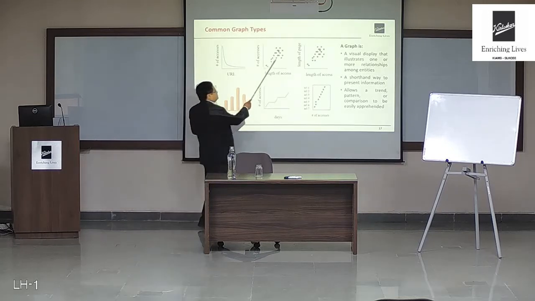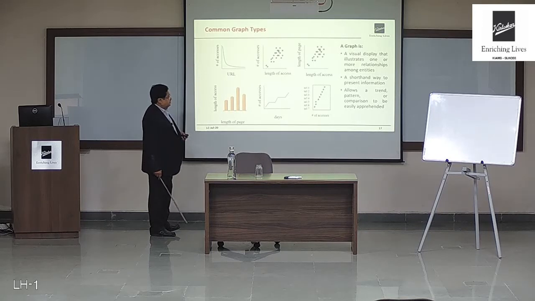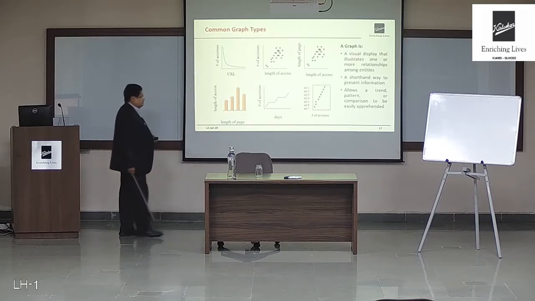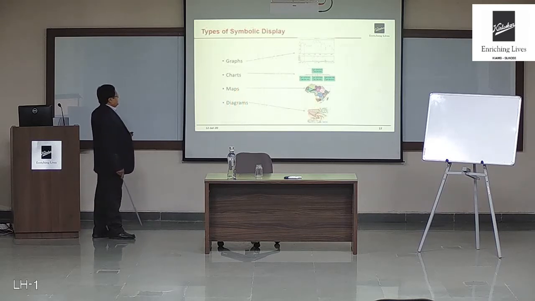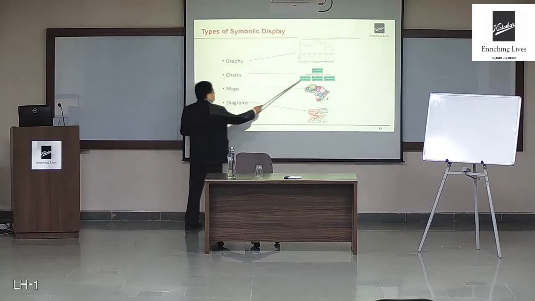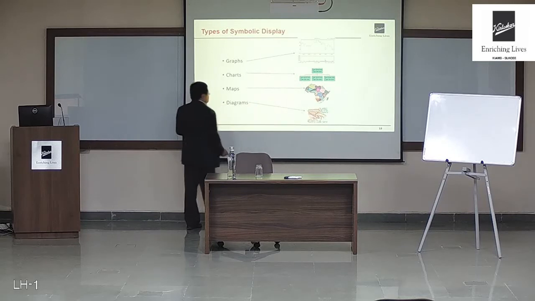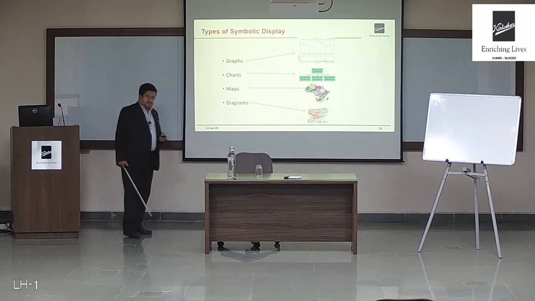this is a scatter plot. Use this graph to represent a visual display that illustrates the relationship among entities. It is a shorthand way to present information. It allows you to show the trend, pattern, or comparison easily. So these are the types of symbolic displays. Graphs, charts, you can also use maps, and you can also use diagrams to represent various compiled data in pictorial representations.